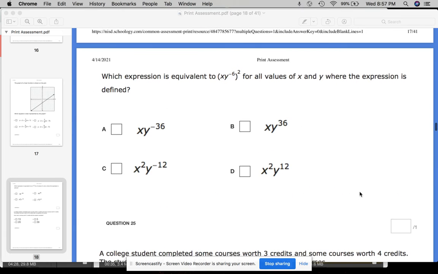Question 24. Which expression is equivalent to (x y to the power negative 6) squared, for all values of x and y where the expression is defined? A. x y to the power negative 36.